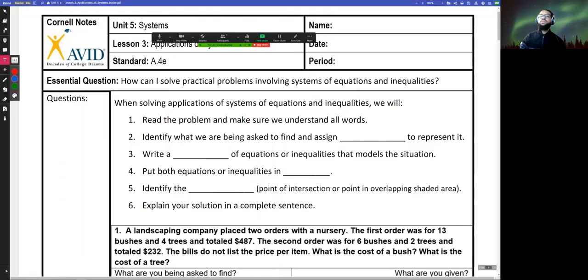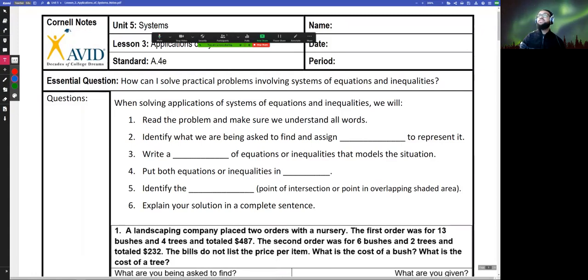In this lesson, we will go over the applications of systems of equations and inequalities. So far, we've done graphing them, solving them by graphing equations, and solving by graphing inequalities. By the end of this lesson, you will know how to solve these application problems. All right, and they're actually kind of cool. I enjoy them quite a bit. They give some realness to what we're doing in this unit.